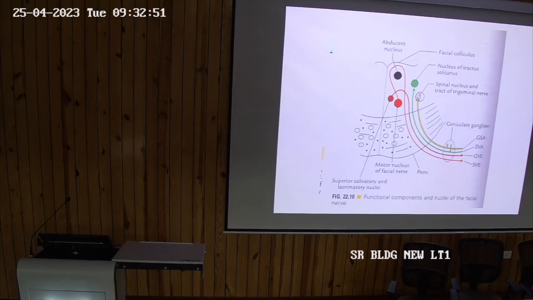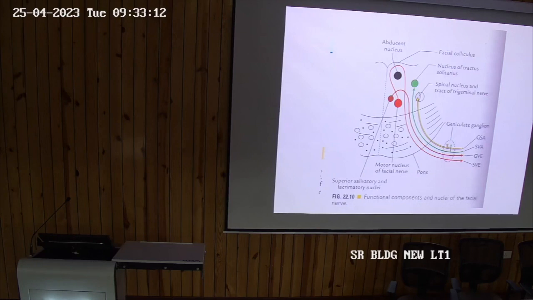And this forms the swelling in the floor of the fourth ventricle, the facial colliculus. So this is the course of the facial nerve in the pons.